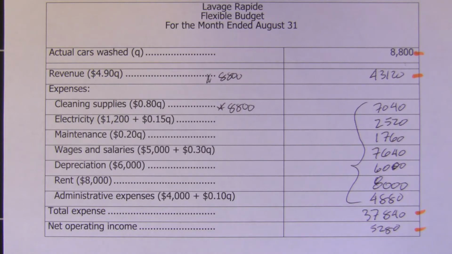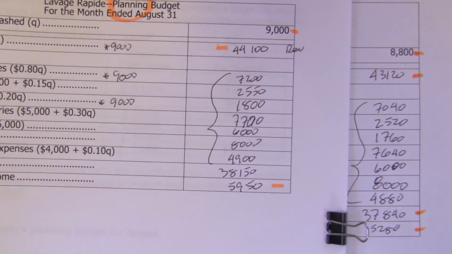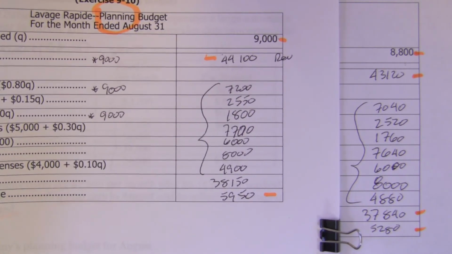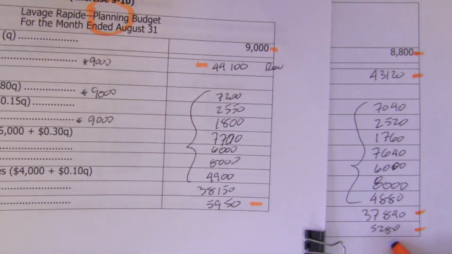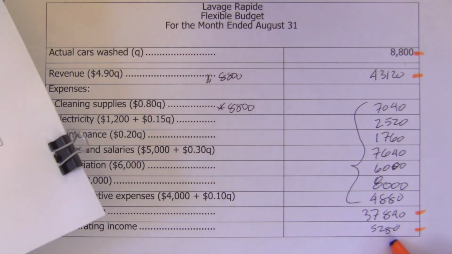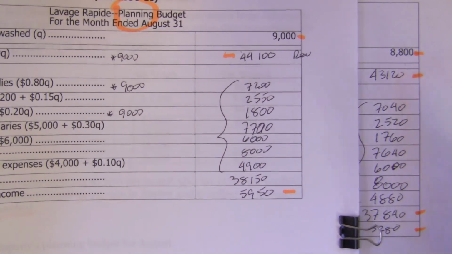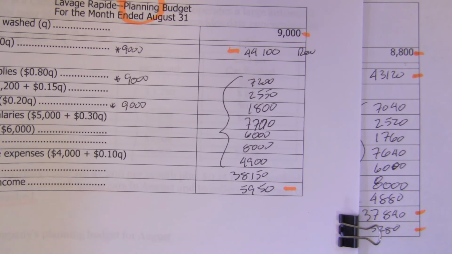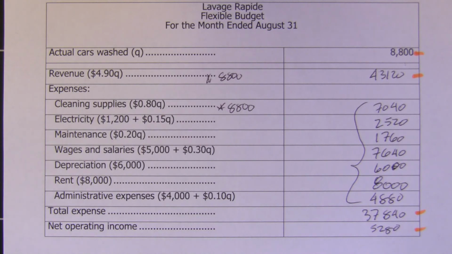Now, once we put the planning budget next to the flexible budget, we'll be able to come up with some activity variances. In other words, we'll be able to say that our income is expected to go down to 5,280 from 5,950 because we expect to wash 200 fewer cars. We have not yet washed those cars. That's coming.